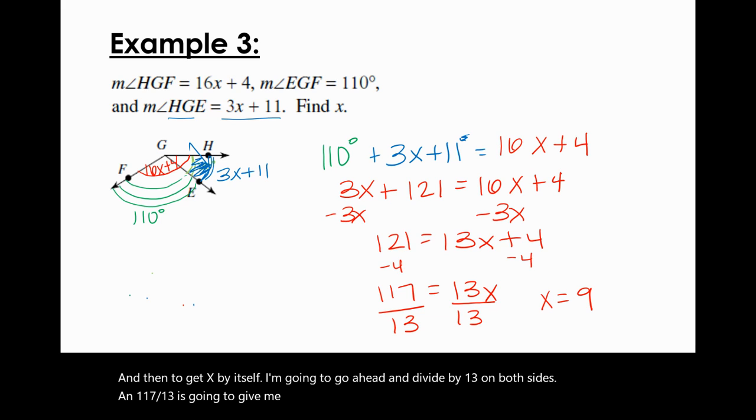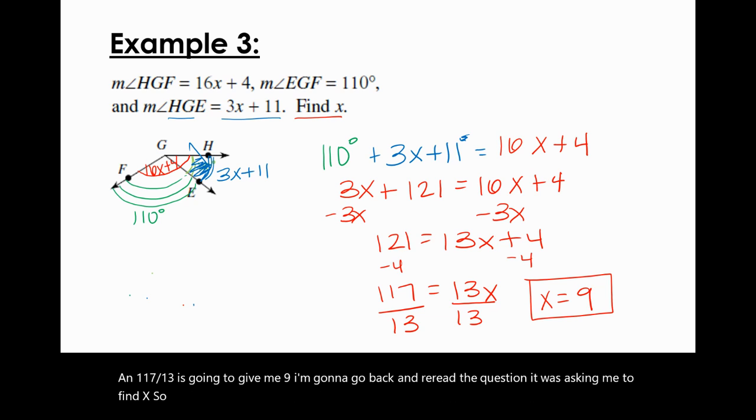I'm going to go back and reread the question. It was asking me to find x, so x equals 9 is the correct solution.